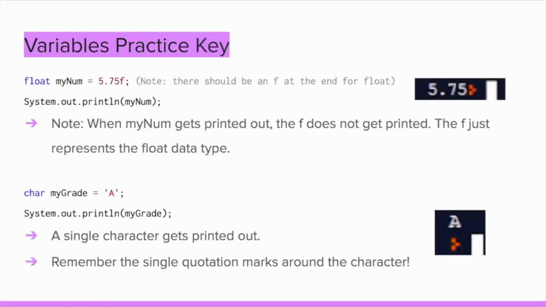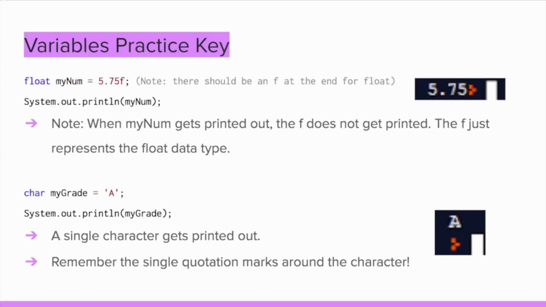Here's the key for the first 2 questions. All of these solutions will use the same syntax for initializing variables that we covered earlier. For the first question, we created the float myNum and had it store the value 5.75. Then we use a print statement with myNum in the parentheses. When we create our float, we must have an f at the end. When myNum gets printed, the f doesn't get printed as it just represents the float data type.